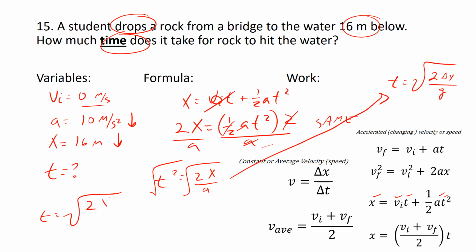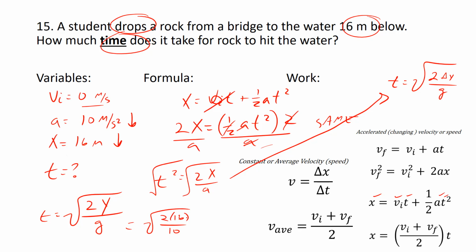We don't like to say x when we're dealing with the y-axis. 2y over, and once again, a is really g. It's the same thing. And we can do our equation: square root of 2 times 16 over 10. Once again, using positive values, you could also say this is negative, this is negative. You were calling down negative. It'd work itself out. So 2 times 16, divided by 10.